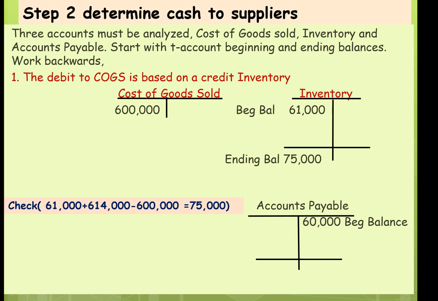Now, the first thing you want to remember is how things flow through the financial statements. So in this case right here, we know that when we debit cost of goods sold, we would have credited inventory. So we would have had a credit to inventory.